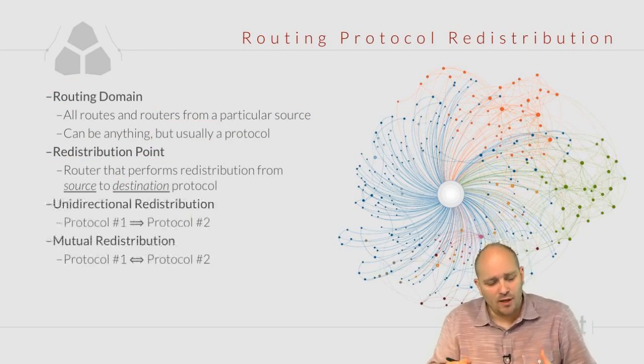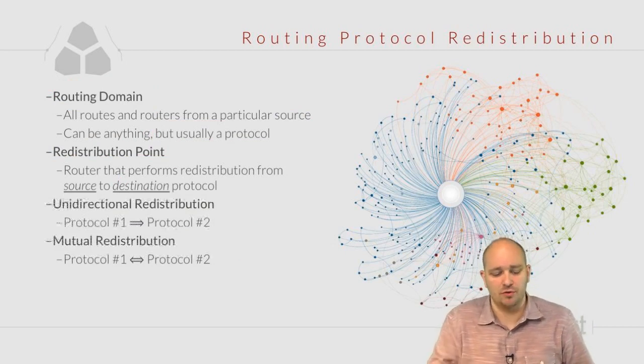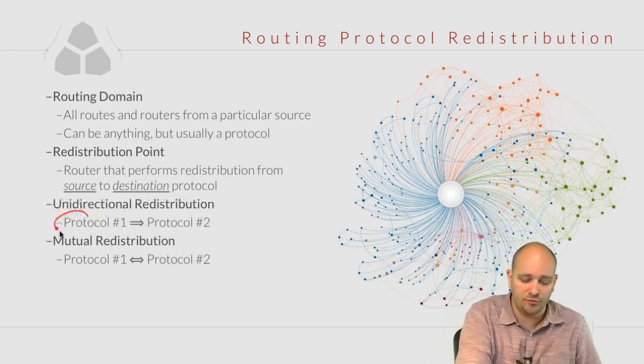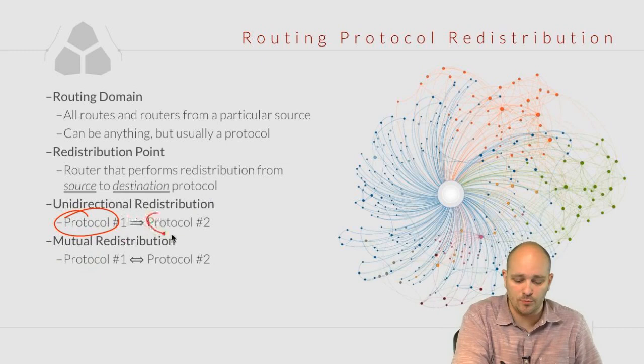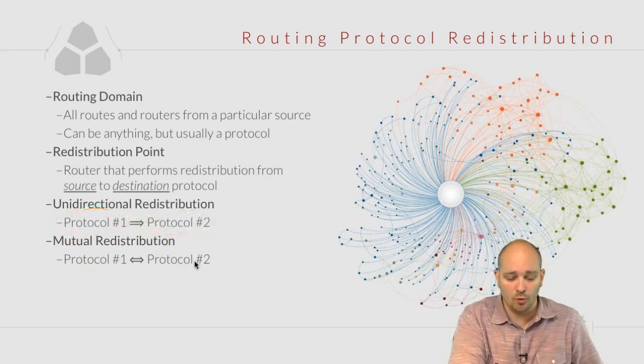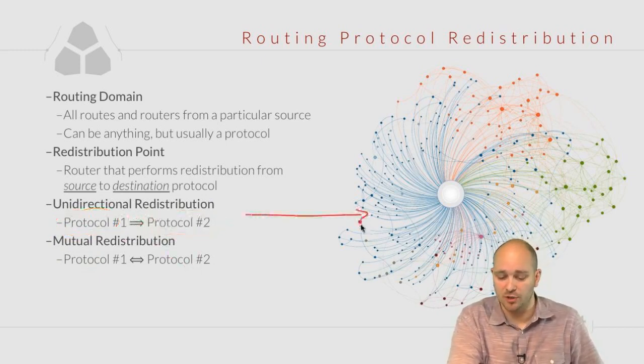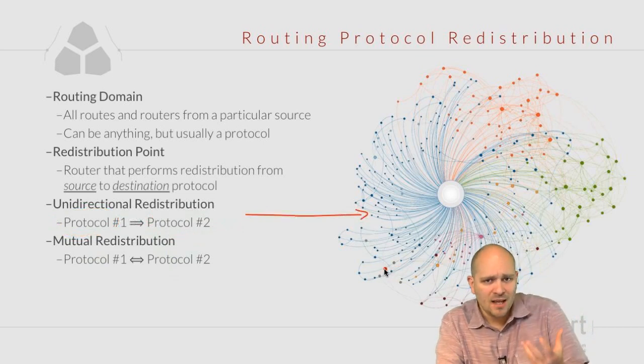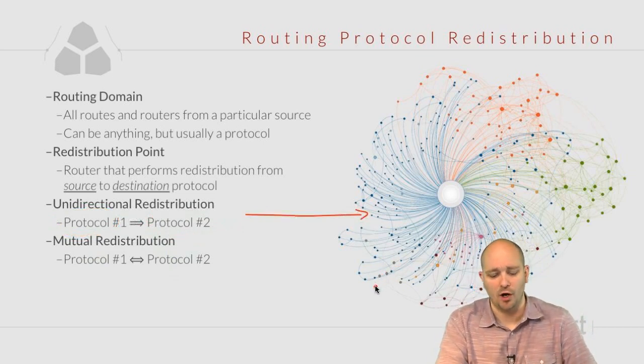Well, there is something that we call unidirectional redistribution, which is when we take the routes from one protocol and we redistribute them into protocol 2. In other words, we are simply going to redistribute in one way. Examples that we have done so far have all been examples of unidirectional redistribution.